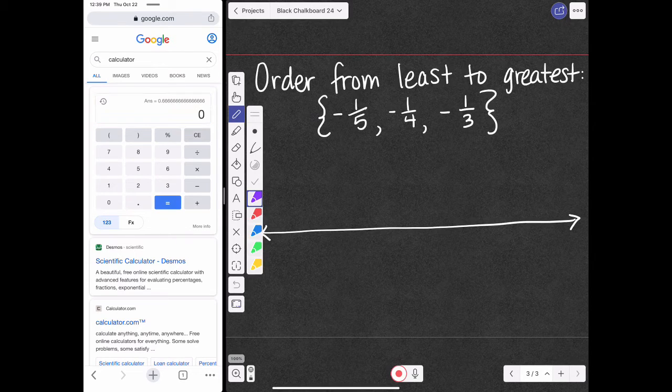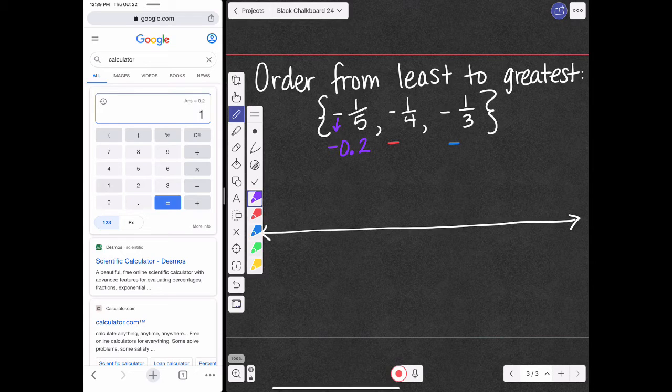Now we're going to order from least to greatest the -1/5, -1/4, and -1/3. So I first need to change my fractions into decimals. Okay, so the -1/5, -1/4, and -1/3. So I have to type into my calculator 1 divided by 5. And then I press equals and get 0.2.